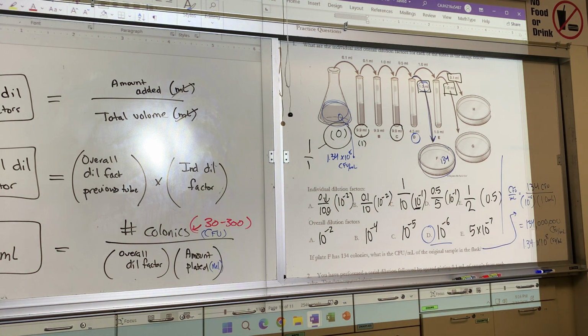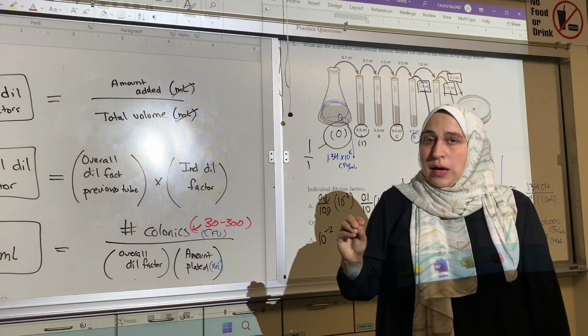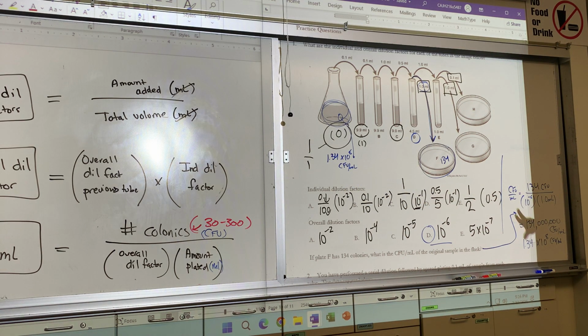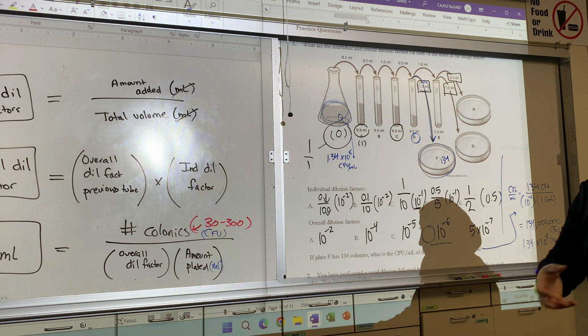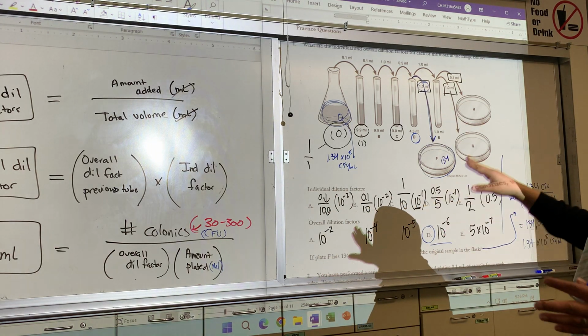Okay? And so in that way, we're able to take a solution with an unknown bacterial load, dilute it out and plate it, and then extrapolate what was the bacterial load within that slurry, within that original slurry that we made.